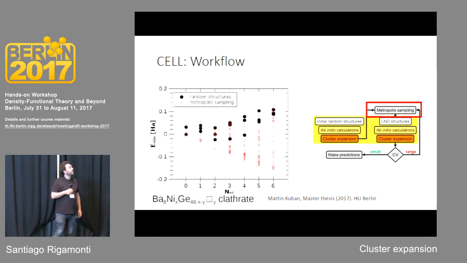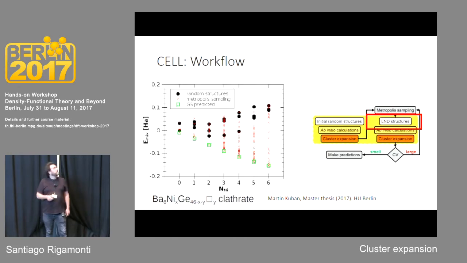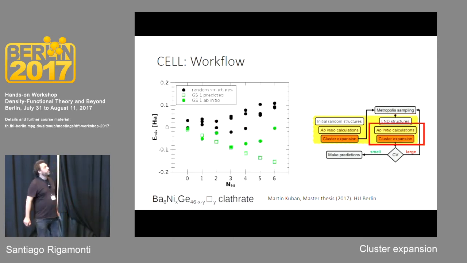Then you perform a Metropolis sampling, and then you search for low-lying structures, as here. Then you identify those structures that are marked here with these green squares, and you perform ab initio calculations for them. You see, in some cases the predictions are good, in some cases they are not so good.